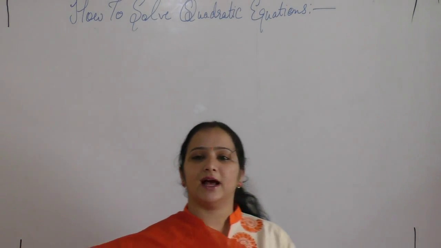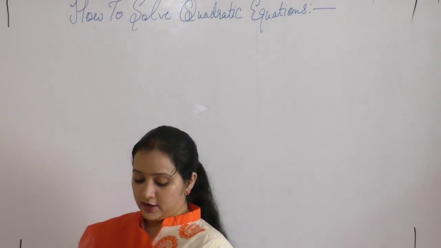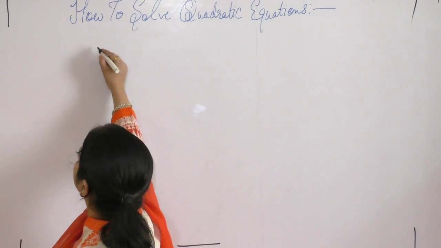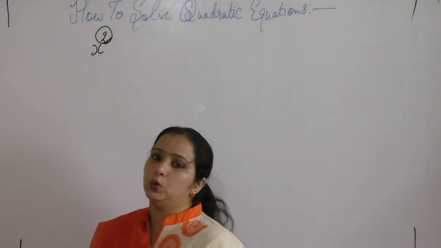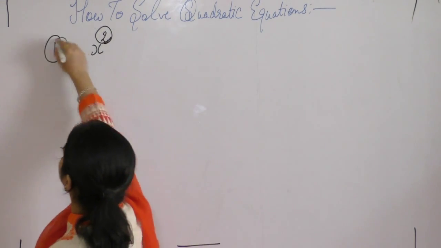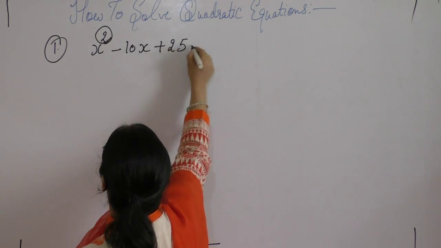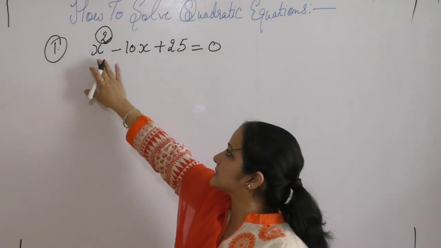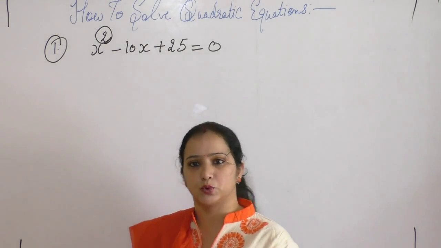Students, today I will help you to learn how to solve quadratic equations. First, what is a quadratic equation? If any equation has highest degree 2, then it is called quadratic. Let us take one example: x square minus 10x plus 25 is equal to 0. This equation is quadratic since the highest degree of x here is 2.